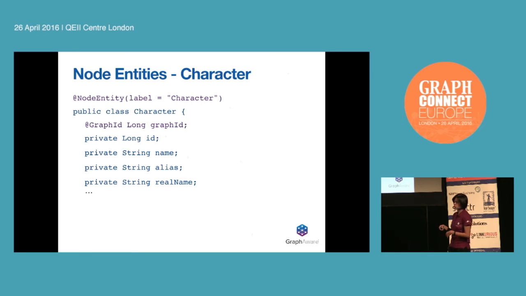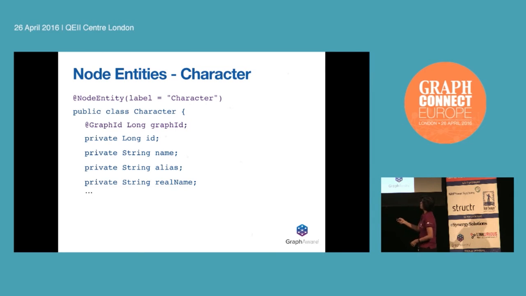Now, it's not usually recommended that you use internal node and relationship IDs as your own keys. So you're free to provide your own keys. Okay, in this case, it's also called ID, but it's not annotated. So this long ID is really a property on your node. You're free to set unique constraints on it, et cetera. It just behaves like a regular property.